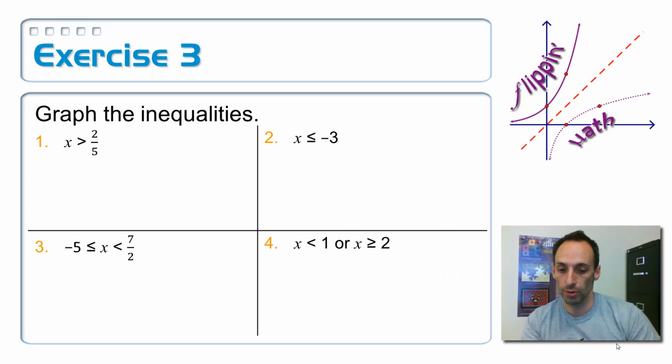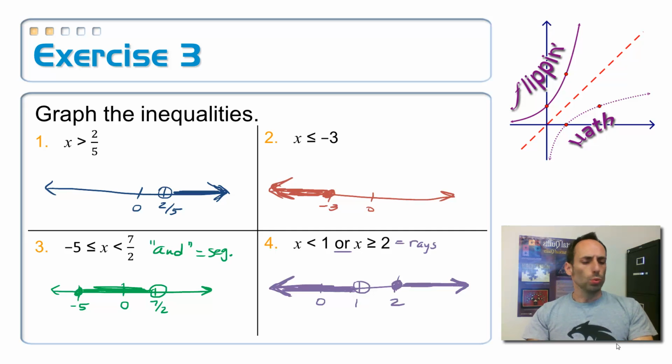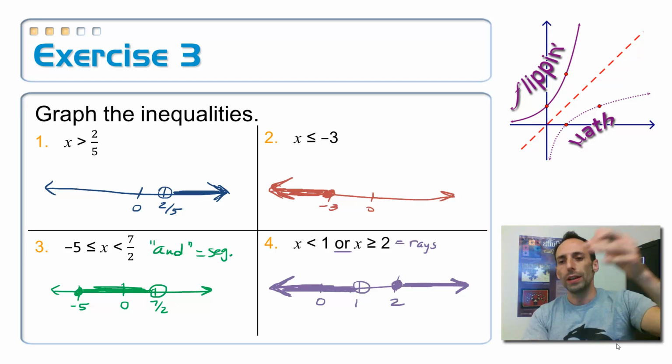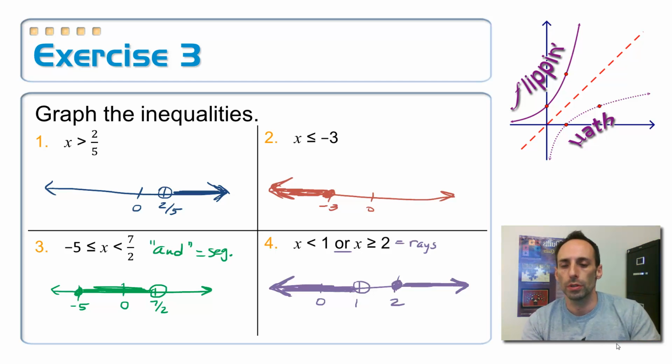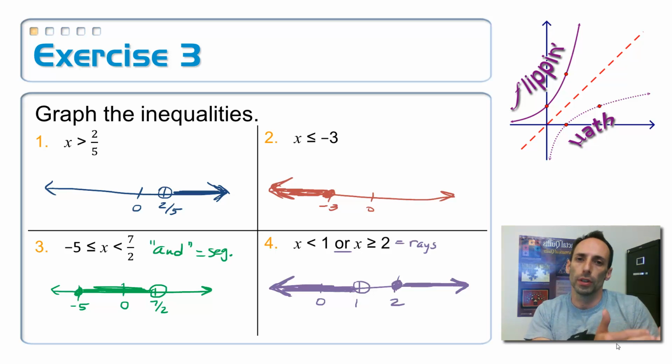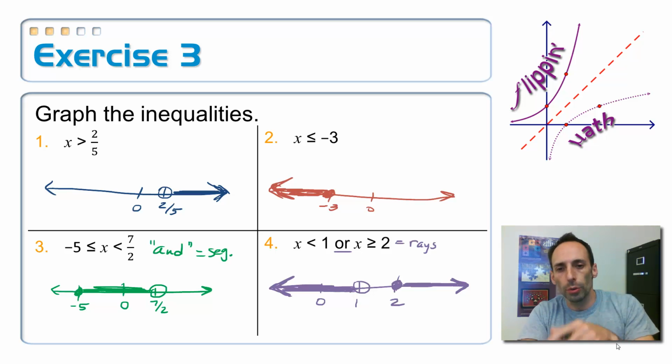Okay, so let's take a look here. Ooh, very nice colors you've chosen there. Okay, so the first one just straight up x is greater than 2/3. So you put a 2/3 on your number line. Greater than means it's going towards the right. It is also an open circle because there's no equal to sign on there.